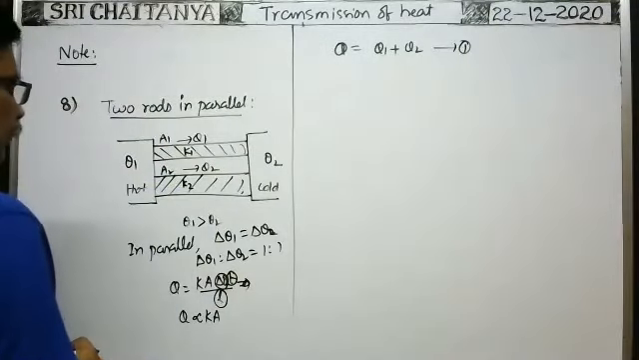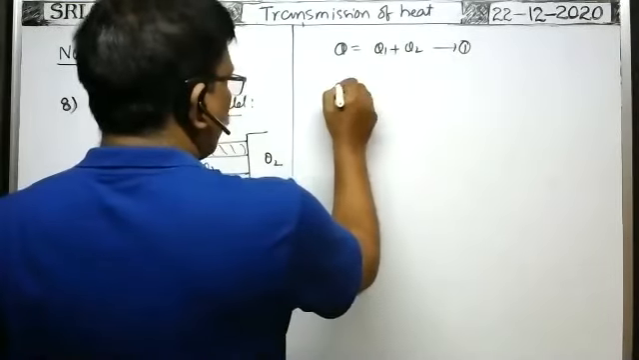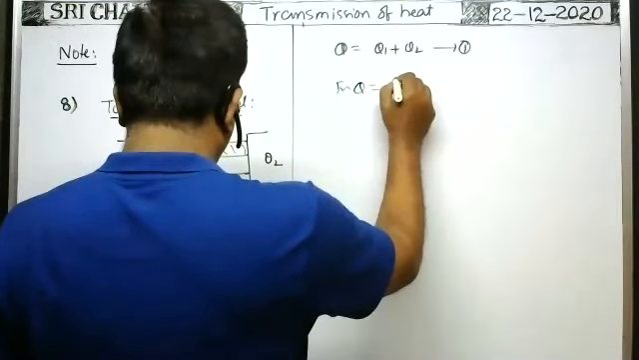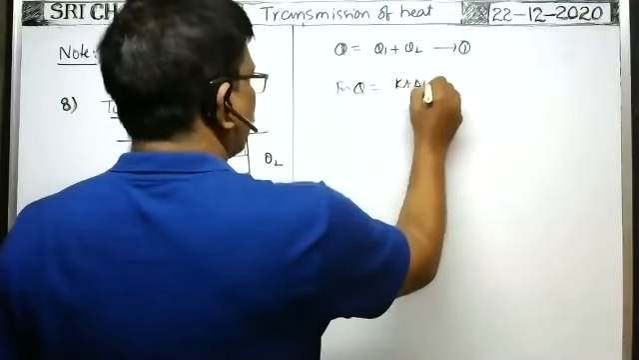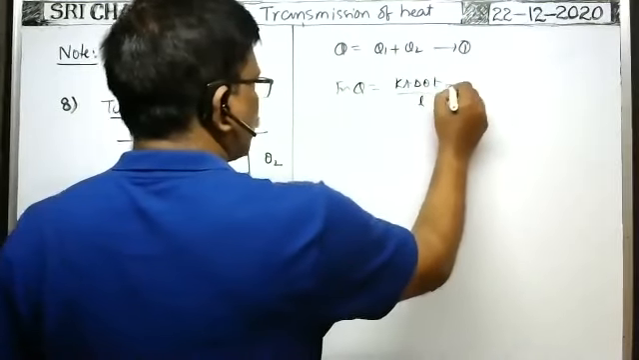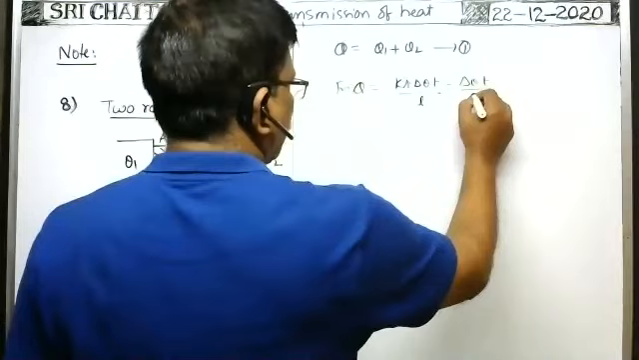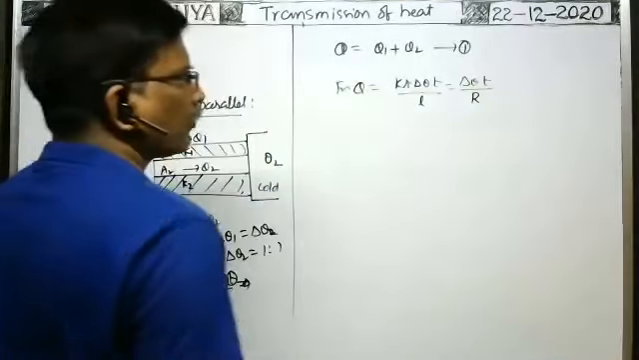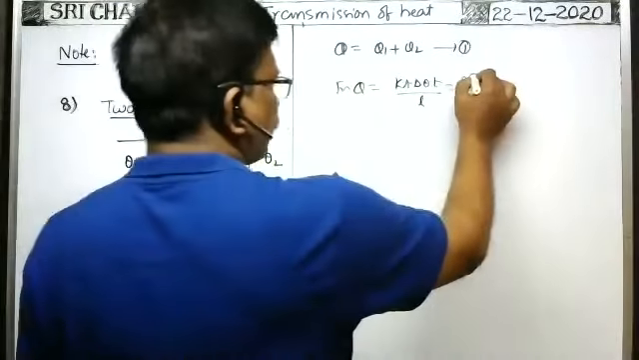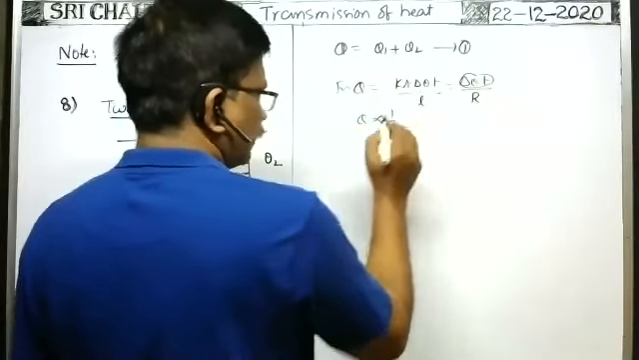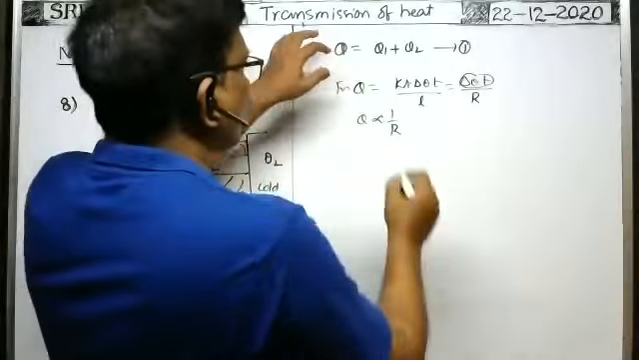In this case, what about the thermal resistance? From Q is equal to K A delta theta T by L, that is equal to delta theta T by (L by KA), we can write. That means thermal resistance we can write. The temperature difference is the same, therefore Q is inversely proportional to thermal resistance. Now we substitute here from 1.